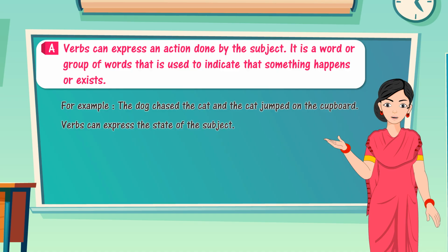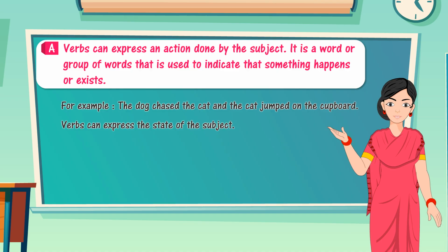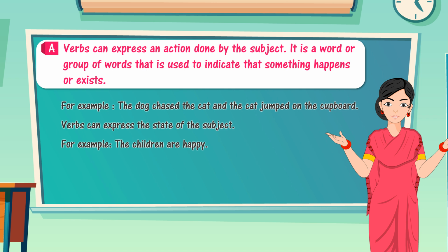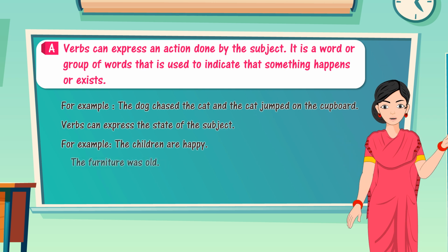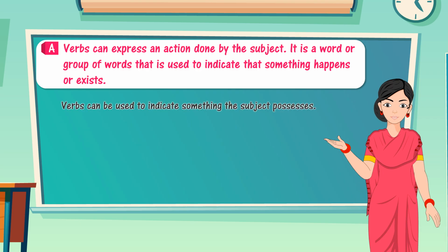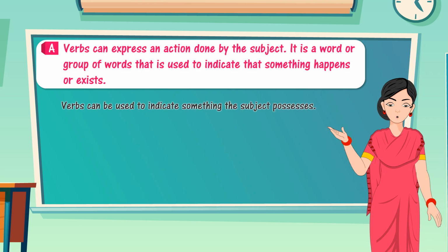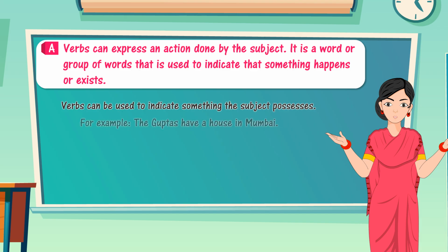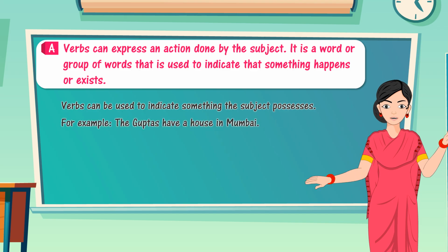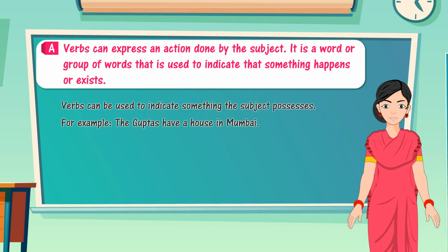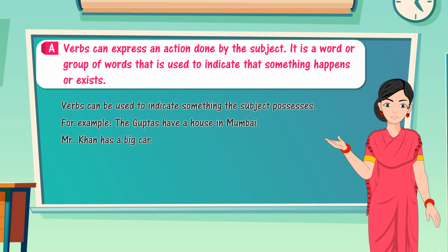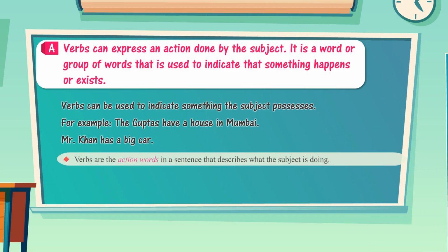Verbs can express the state of the subject. For example, the children are happy. The furniture was old. Verbs can be used to indicate something the subject possesses. For example, the Guptas have a house in Mumbai. Mr. Khan has a big car. Verbs are the action words in a sentence that describe what the subject is doing.